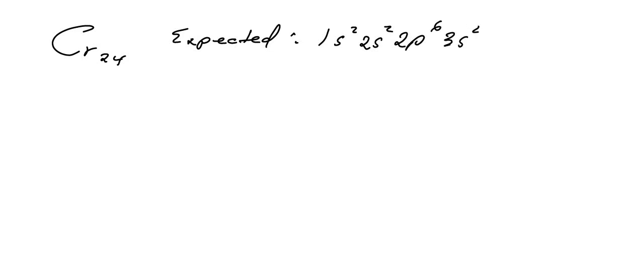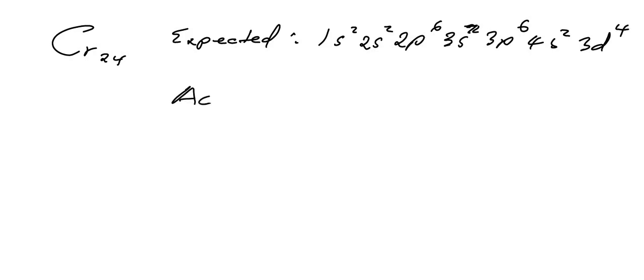The two versions are the expected one. We write expected one, and we write it like this: 1s2, 2s2, 2p6, 3s2, then you have 3p6, this is going to be 4s2. Then you have 3d4. That's what you get.